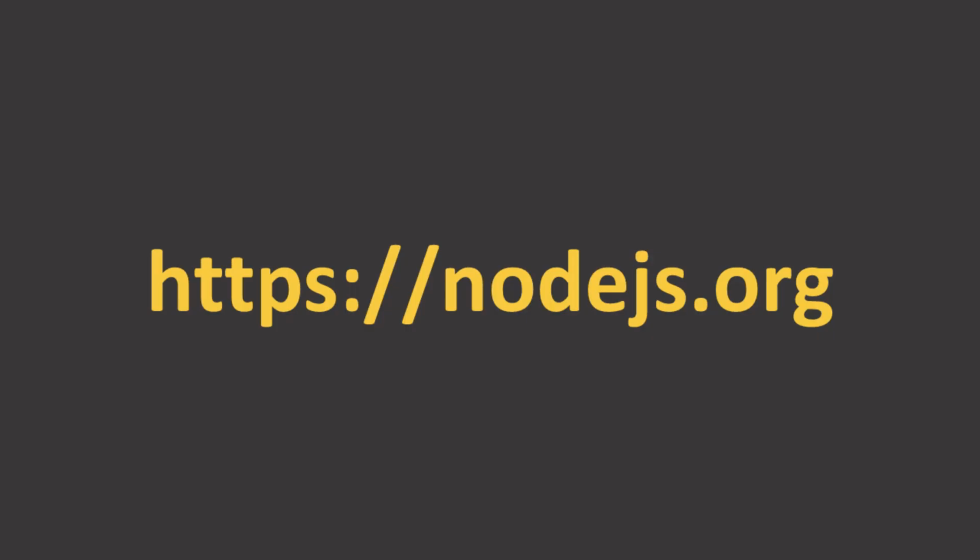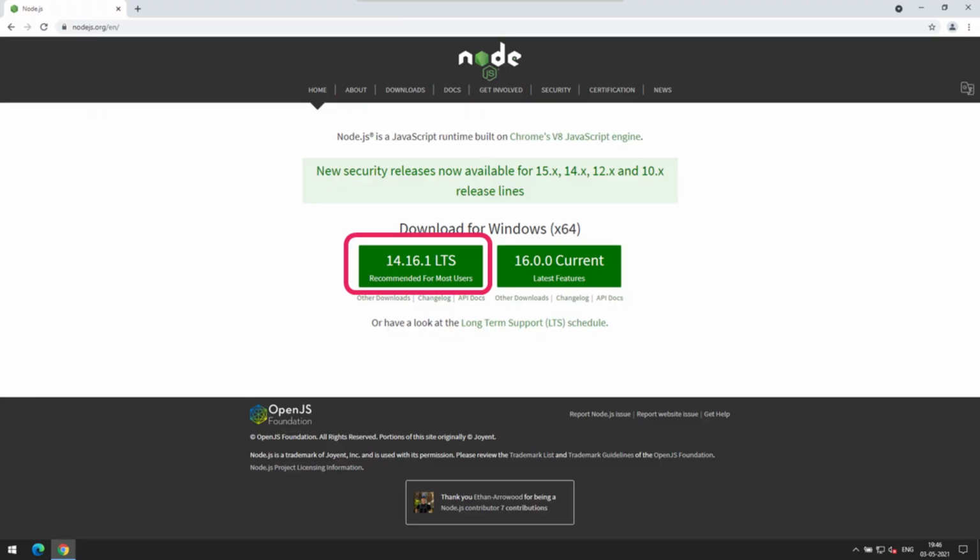Open the URL in a browser. Once opened, you can select either the LTS or the long-term support version or the current version. I am going to select the LTS version as it is recommended. The current version may have new features, but it also could contain unfixed bugs. So LTS is the recommended download.